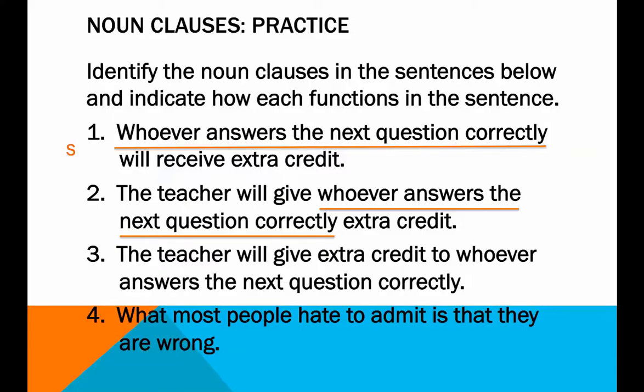Here the subject is teacher, the verb is will give. The teacher will give what is being given? Extra credit. Okay, so what is this word group in the middle doing? This word group in the middle is receiving the extra credit. So the sentence pattern is subject, verb, indirect object, direct object. Therefore, whoever answers the next question correctly is functioning as an indirect object in this particular sentence.